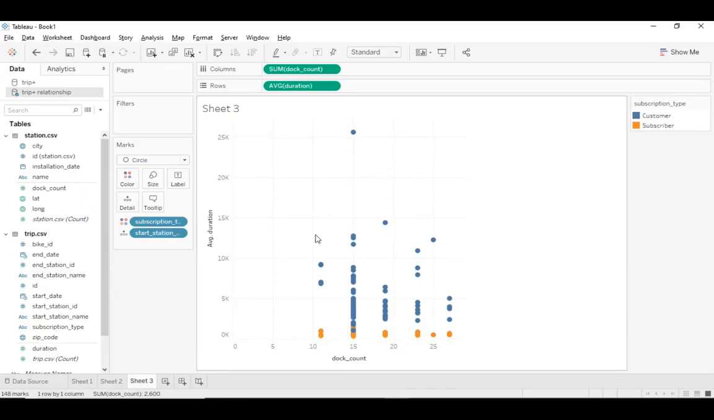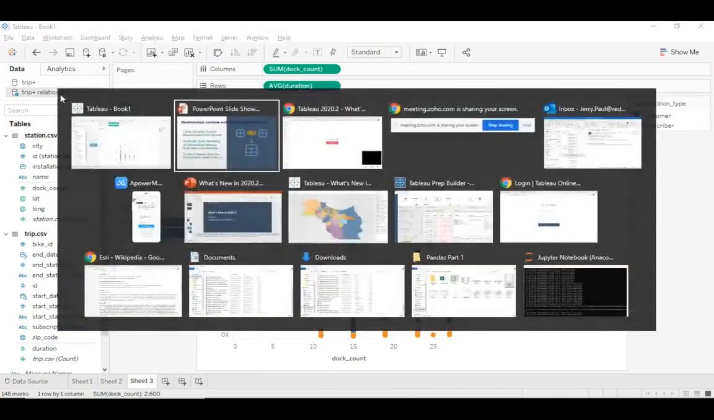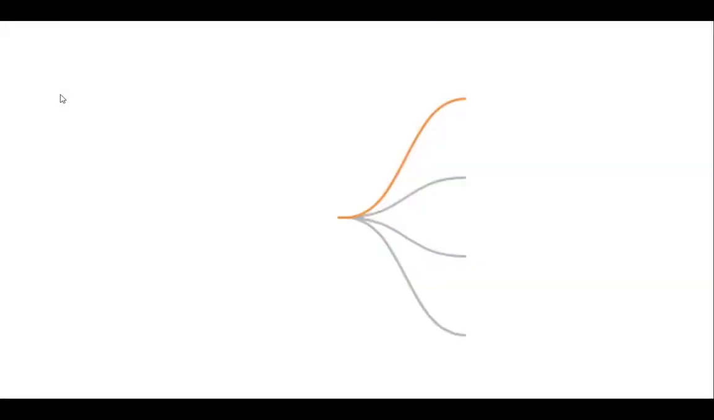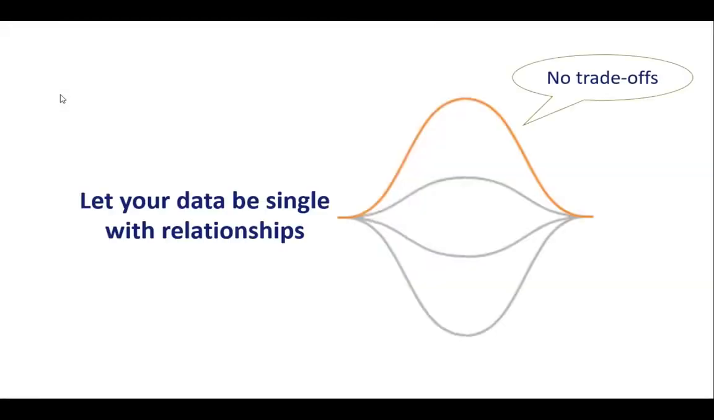The idea was to give you a gist of how you can leverage relationships and how it comes in handy as opposed to using joins. So in a nutshell, let your data be single with relationships so that there are no trade-offs, right?